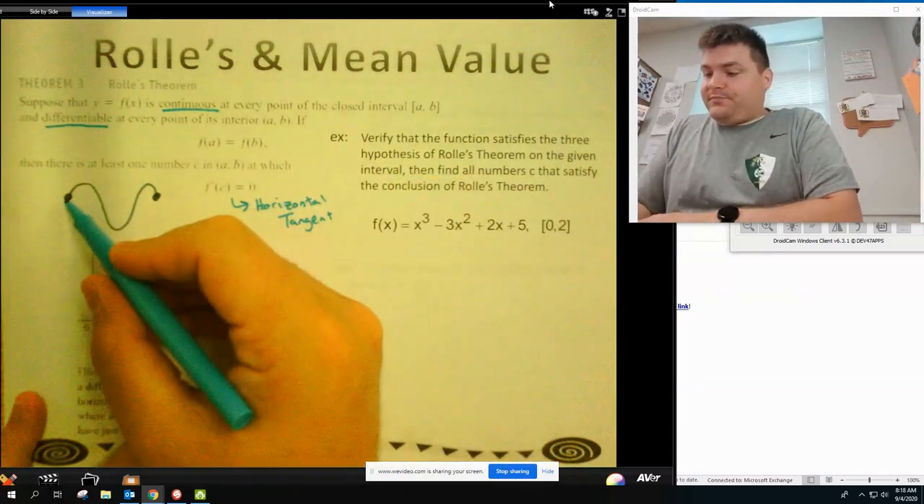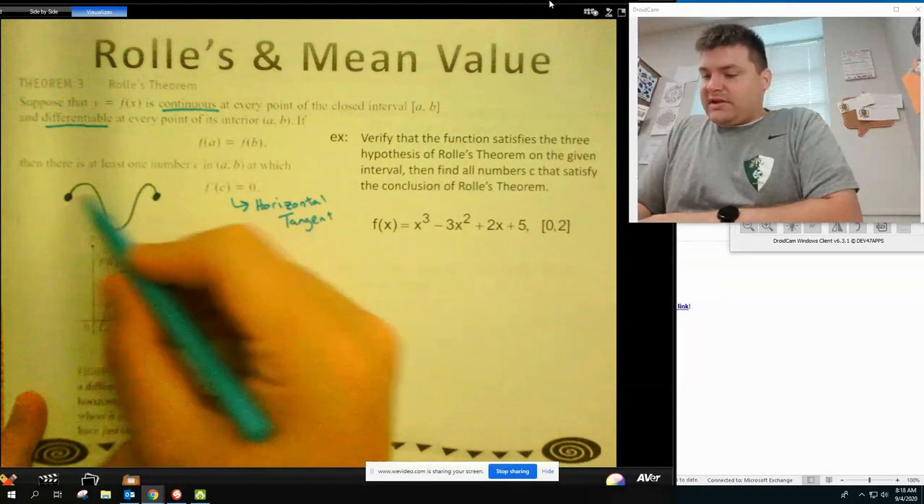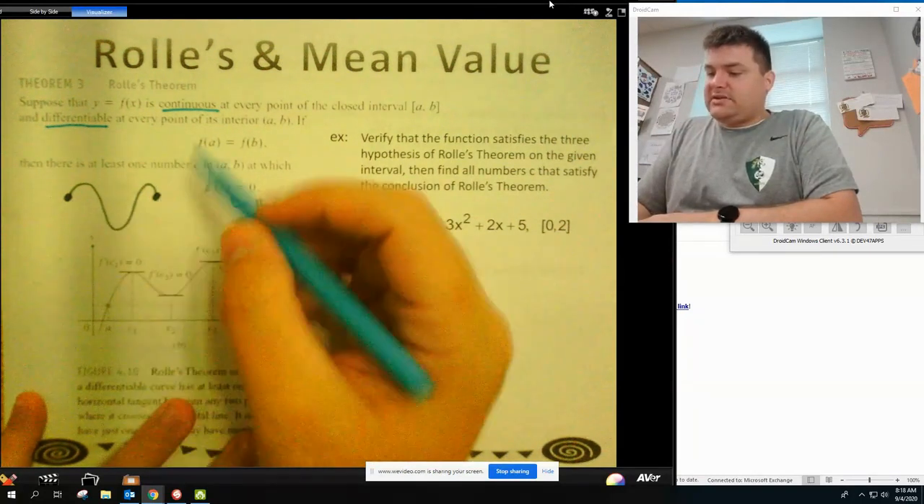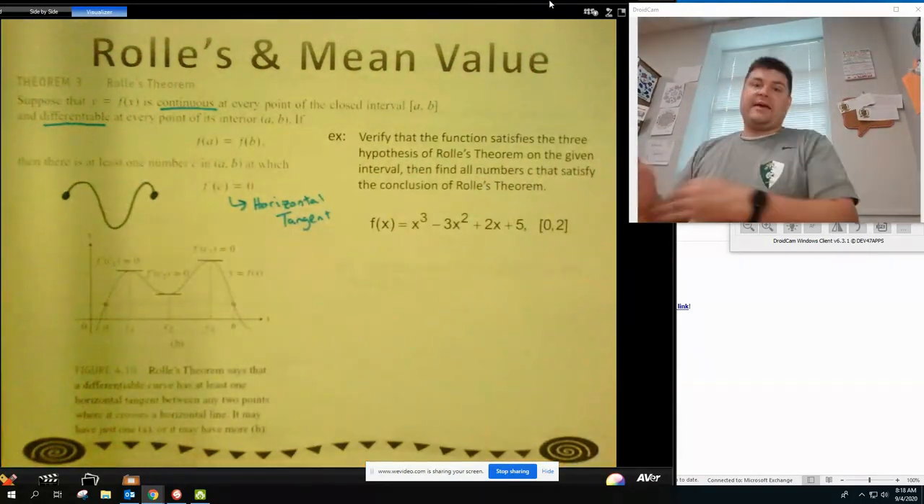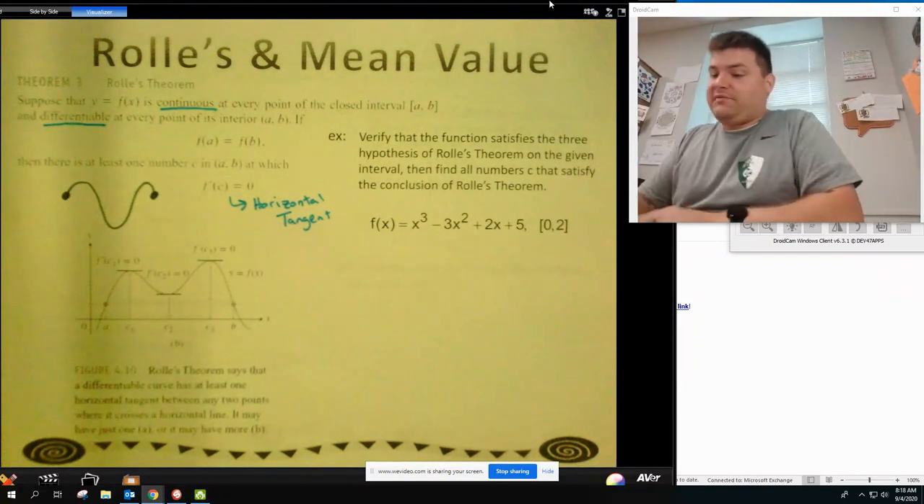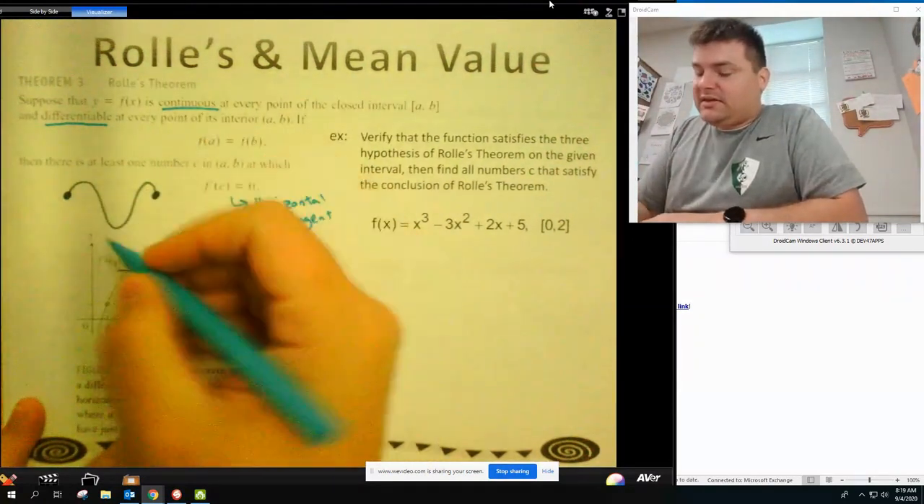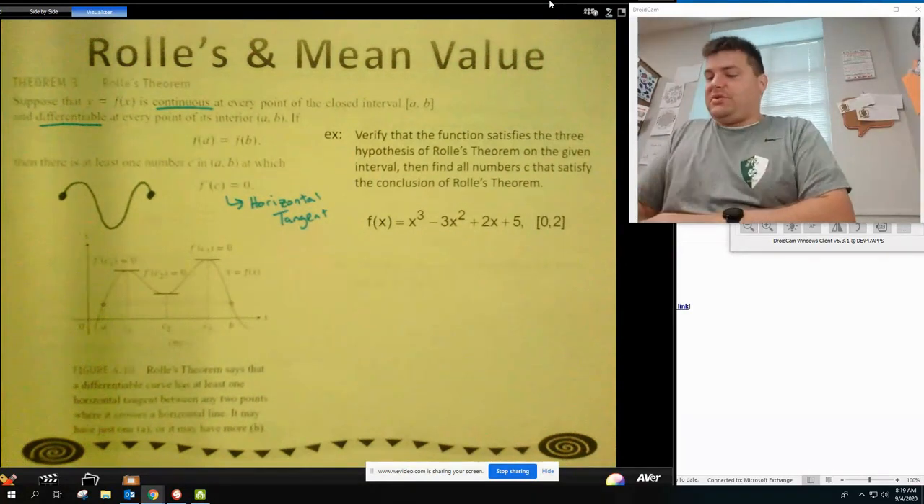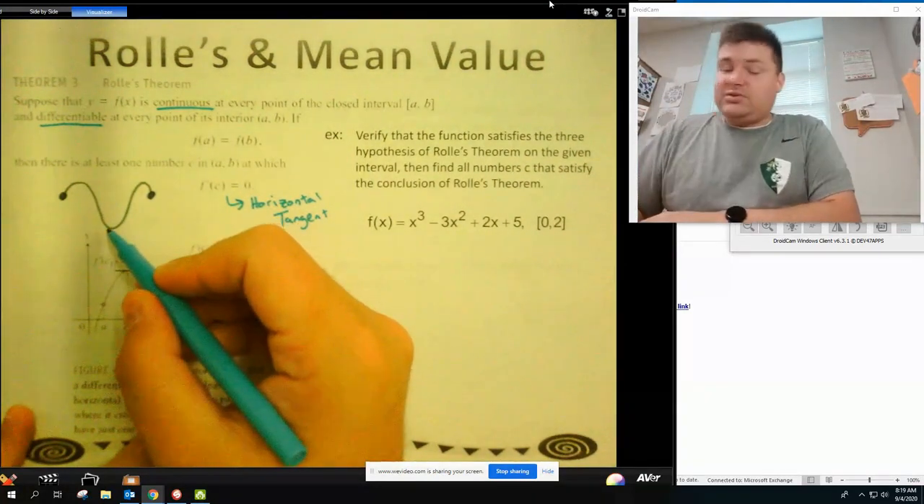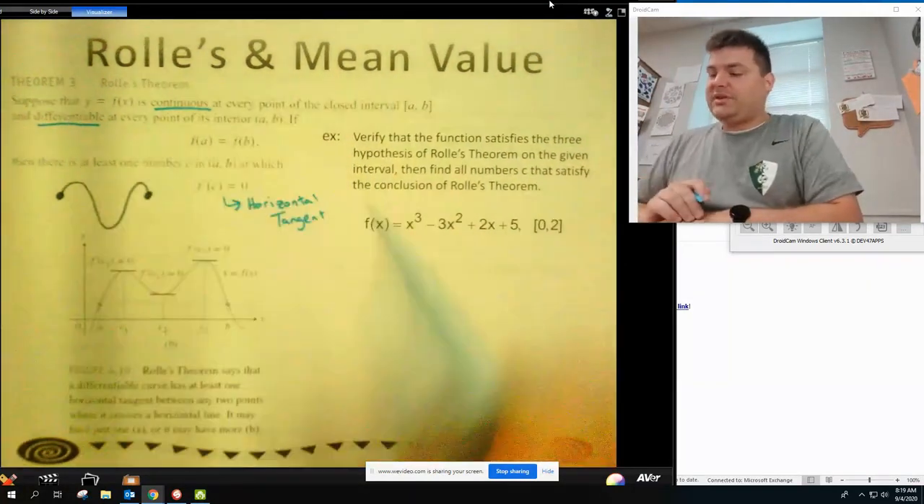So if you have any type of function that has that point and that point, and it has to be continuous and it has to be differentiable, which means that you're able to take a derivative at every point, then if this happens right here, you can have at least one horizontal tangent there.